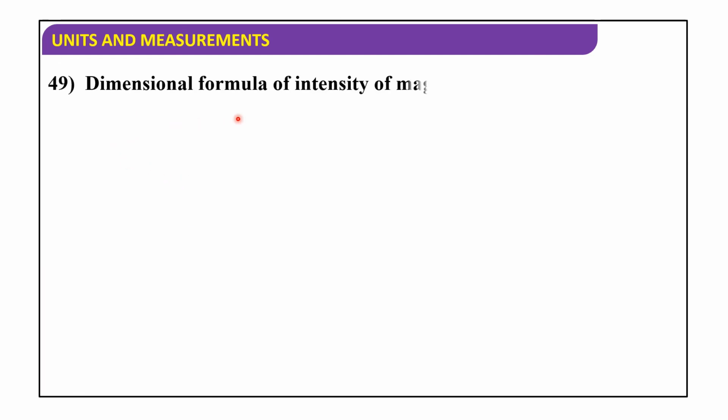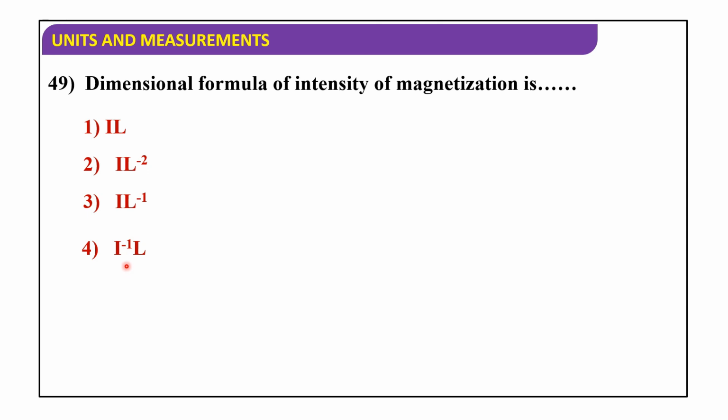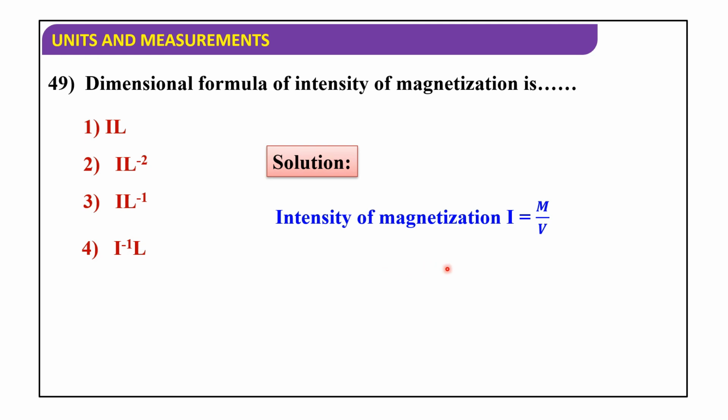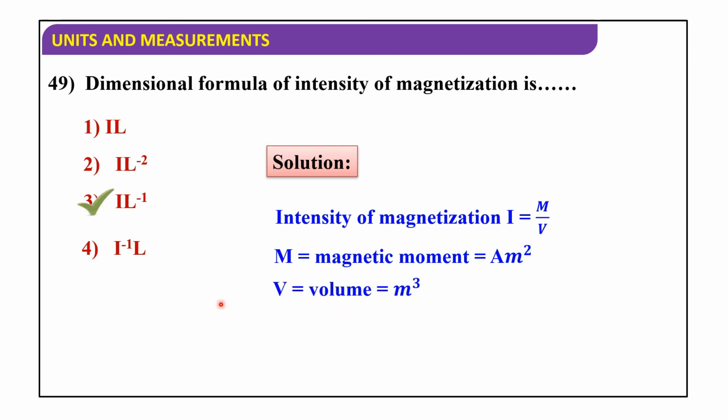The dimensional formula of intensity of magnetization is: I L, I L to the power of minus 2, I L to the power of minus 1, or I to the power of minus 1 L. Intensity of magnetization I is equal to m by V. Here m is the magnetic moment, that is A m square, and V is the volume, that is m cube. So its dimensional formula is I L to the power of minus 1.